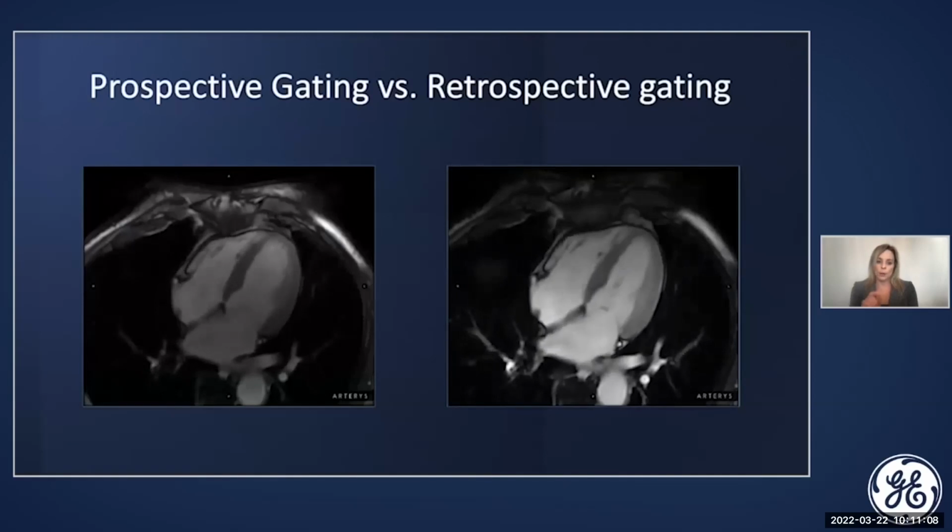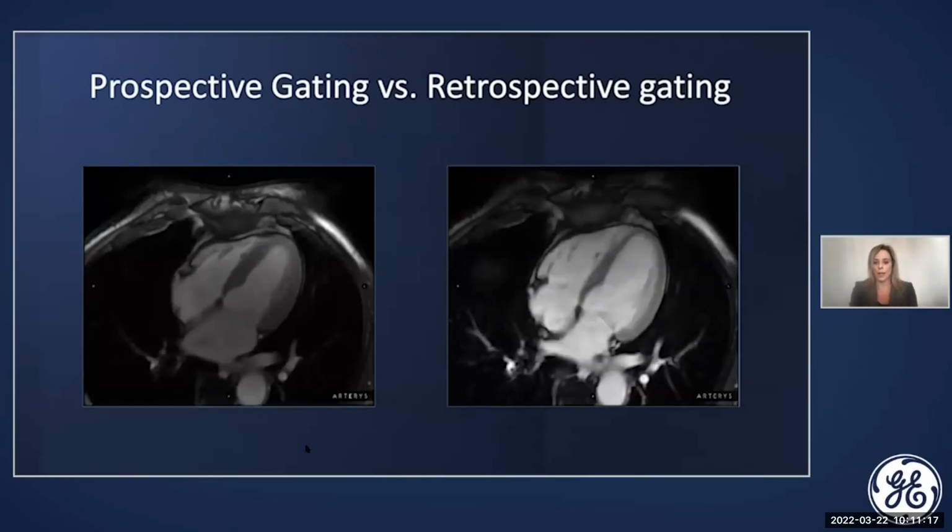And this is an example. You can see it's a little bit jumpy at the end where we've missed a small amount of the cardiac cycle, but certainly this would be adequate for function calculation versus our retrospective gating.